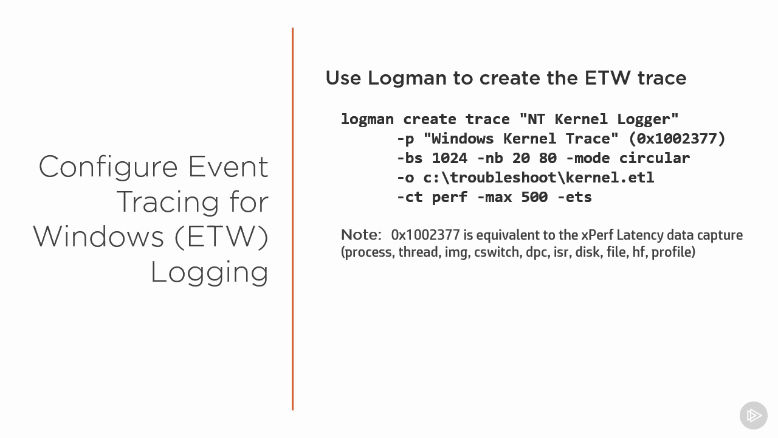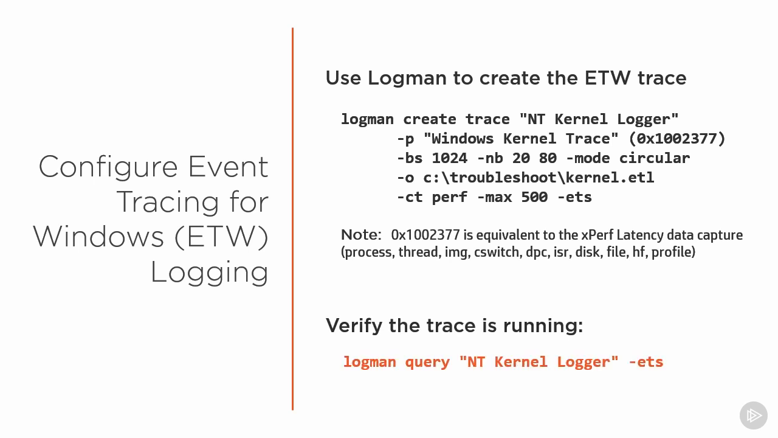Now you note that the flag 0x1002377 is equivalent to the xperf latency data capture, namely process, thread, image, context switching, DPCs, ISRs, disk, file, hard faults, and profile. Then you'll want to verify that the trace is actually running with the command logman query "NT Kernel Logger" -ets.